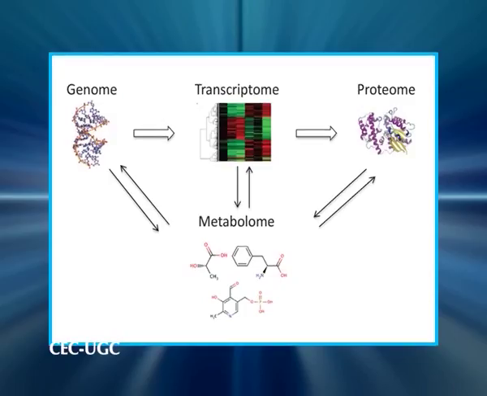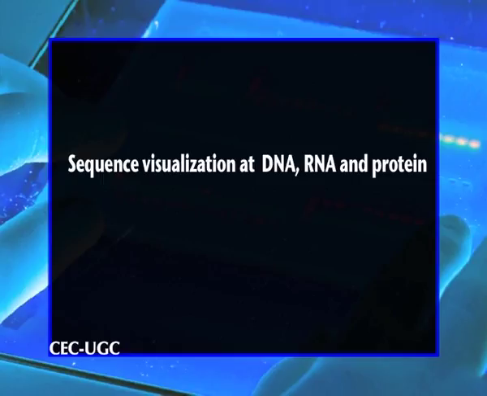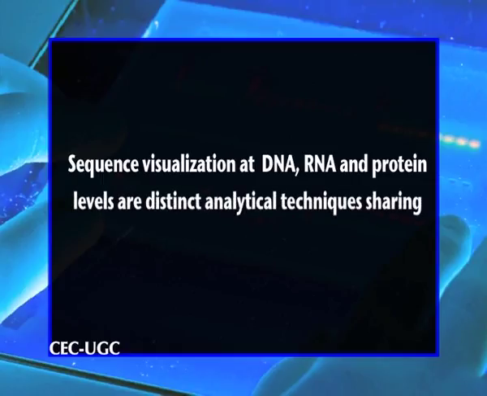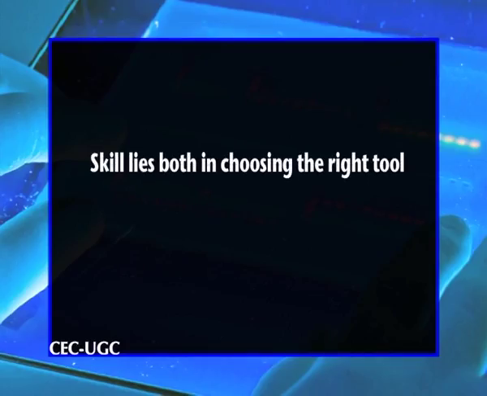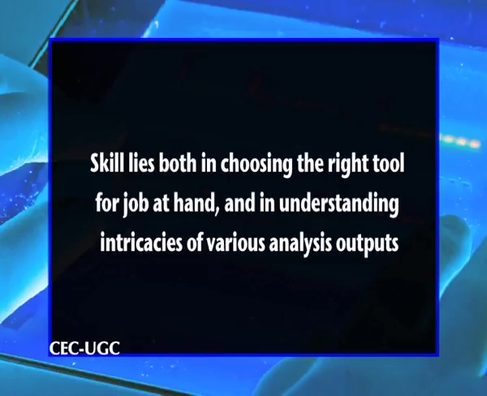These are the three basic levels, but others could be envisaged, for example, the metabolome. For each level, different analytical tools and interpretive skills are required. Tools appropriate for the discovery of intron-exon boundaries in genomic DNA may be interpreted in misleading ways when applied to mRNA data. Sequence visualization at the DNA, RNA, and protein levels are distinct analytical techniques sharing some common threads. But again, correct interpretation of the results is of paramount importance. The skill lies both in choosing the right tool for the job at hand and in understanding the intricacies of the various analysis outputs.